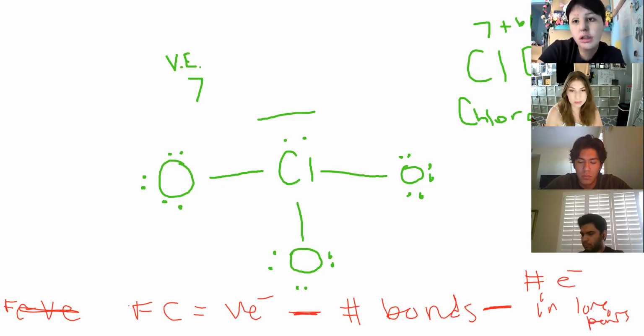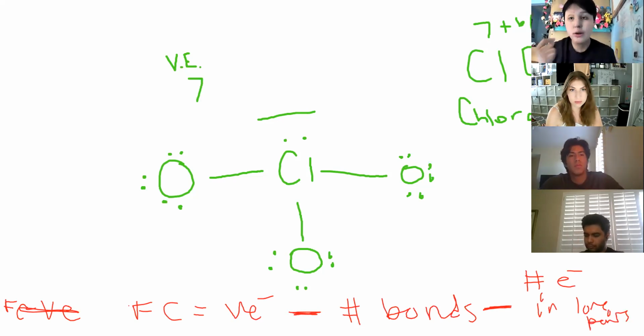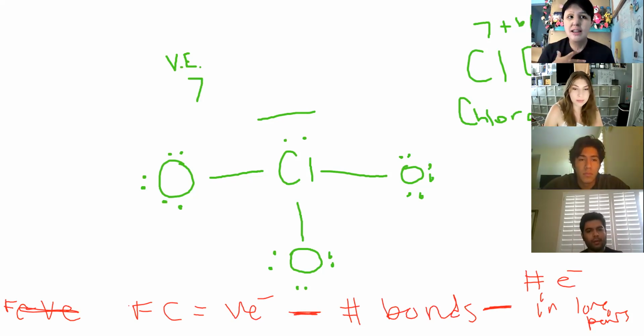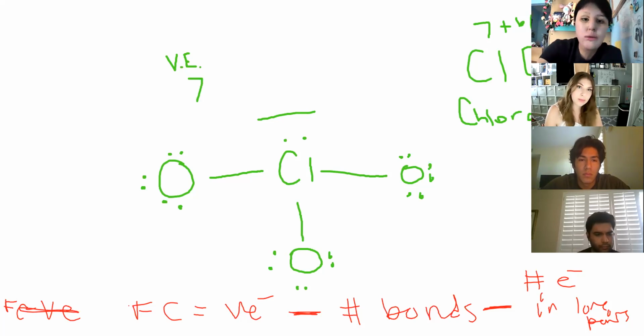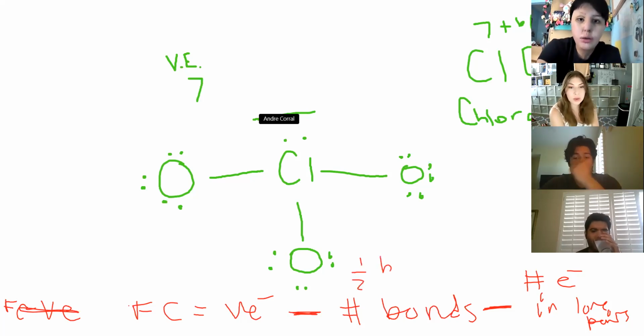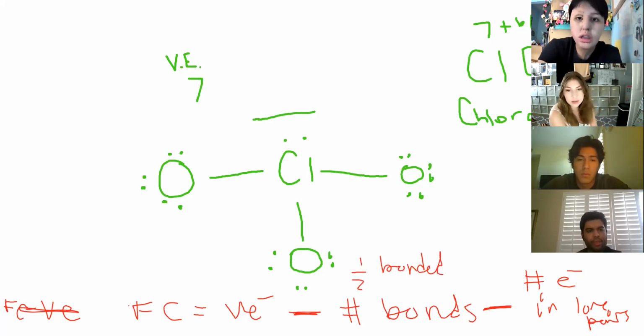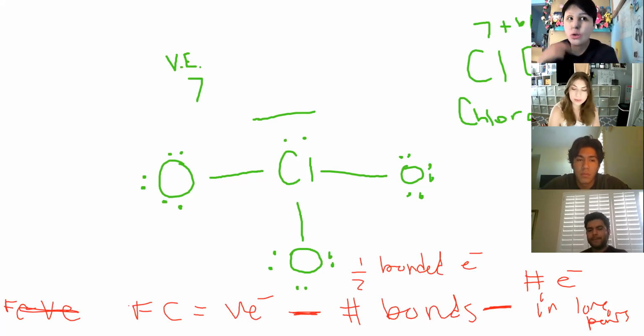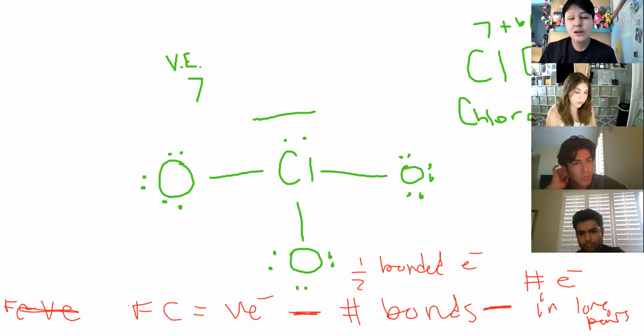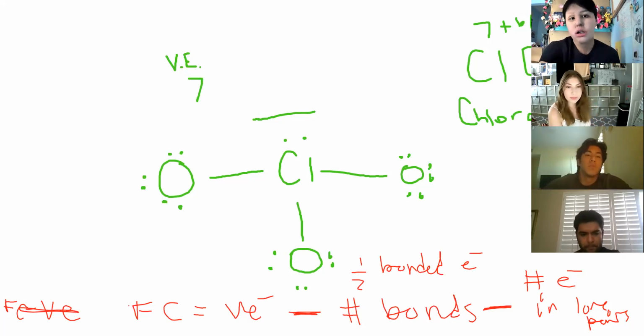So this means that it's not the number of lone pairs, it's the number of electrons that are in lone pairs around the atom. So that's the way I like to memorize it. There's one that instead of being by the number of bonds, it's half of the bonded electrons, which is basically the same thing. In one bond you have 2 electrons, and you take half of it. That's the number that you're going to use.